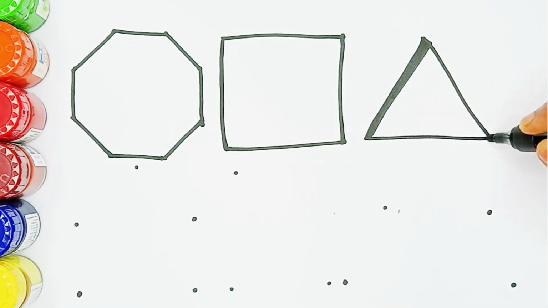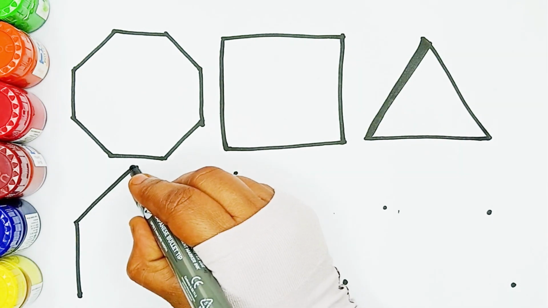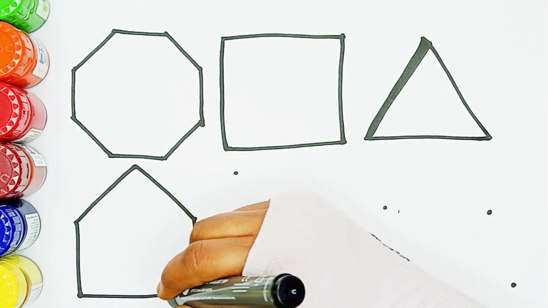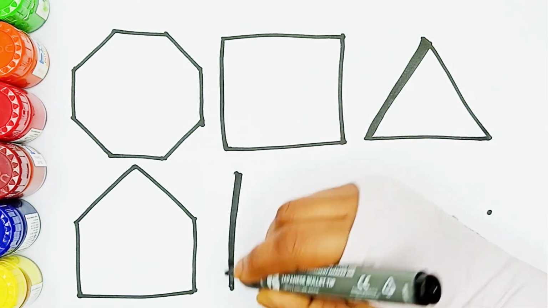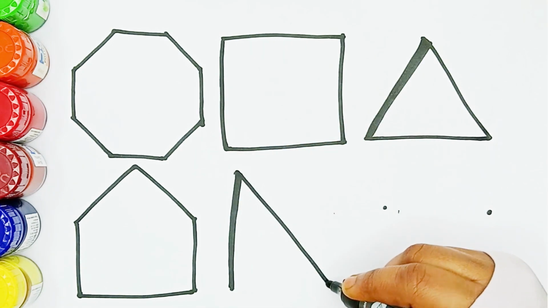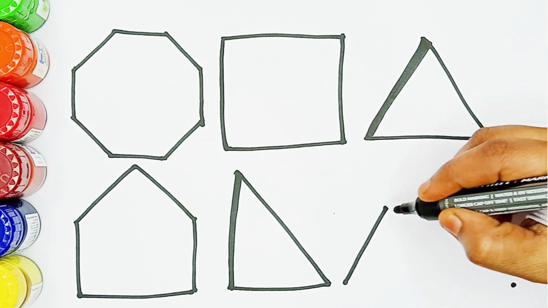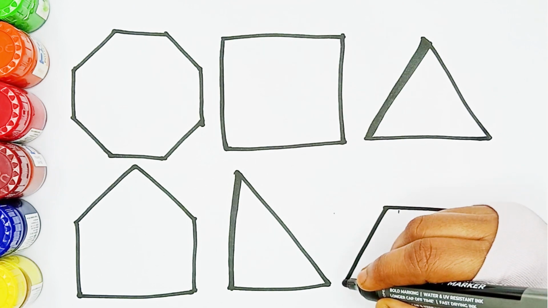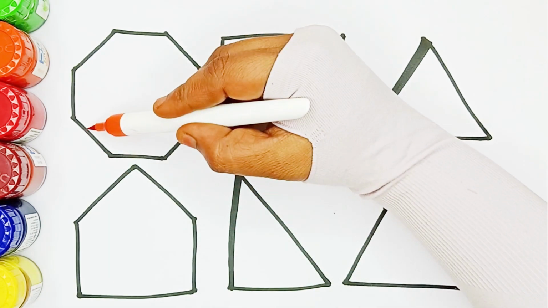Triangle. Pentagon. A, B, C, D, E, right L, triangle. H, I, J, K, L, M, N, O, P, Q, R, S, T, U, V, W, trapezoid. X, Y, and Z. Now I know my ABCs. Next time, won't you sing with me?